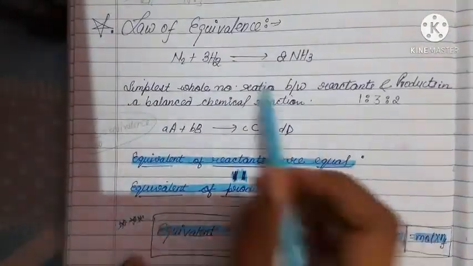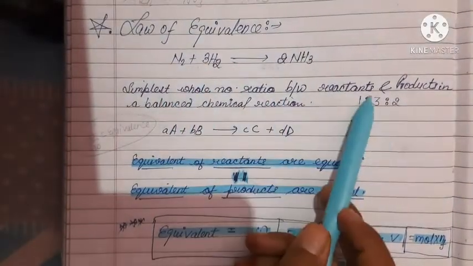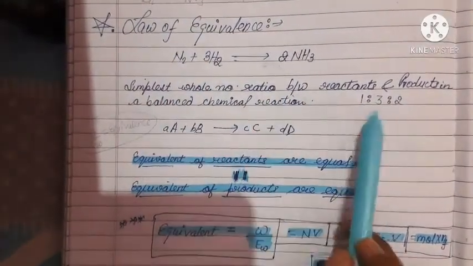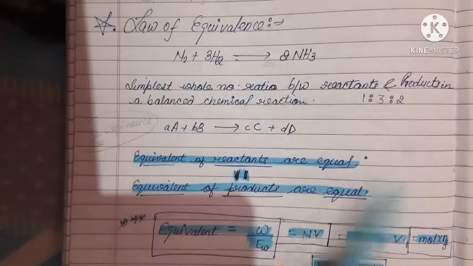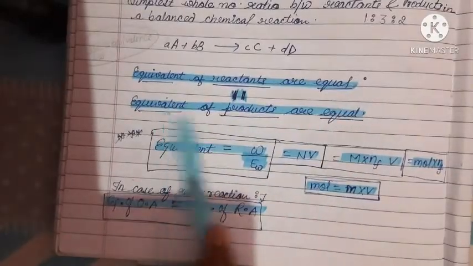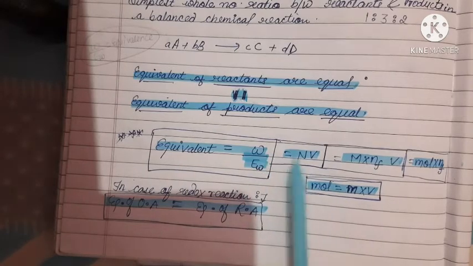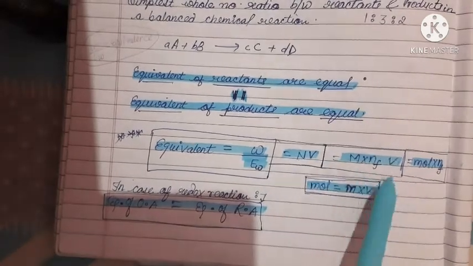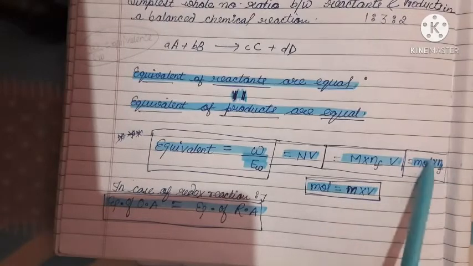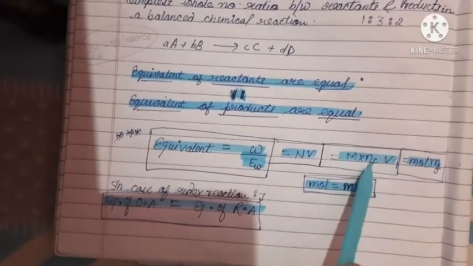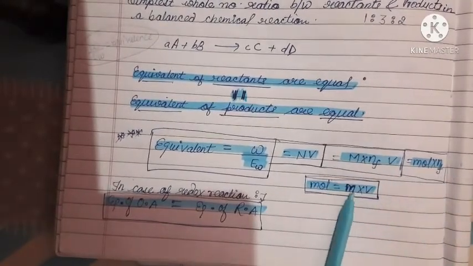Law of Equivalence: the simplest whole number ratio between reactants and products in a balanced chemical reaction, like 1, 3 and 2. Equivalents of reactants are equal, equivalents of products are equal. Equivalent equals weight by equivalent weight, equals normality into volume, equals M into n factor into V. Mole equals M into n factor, molarity into n factor. Okay, mole equals M into V.